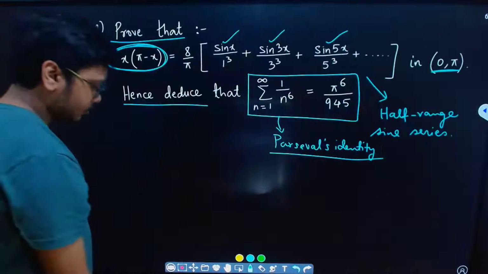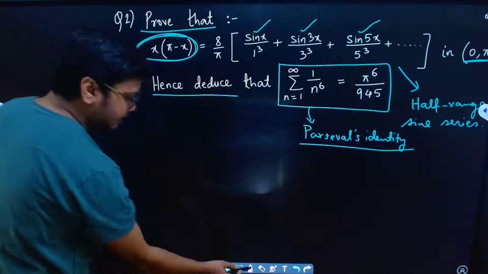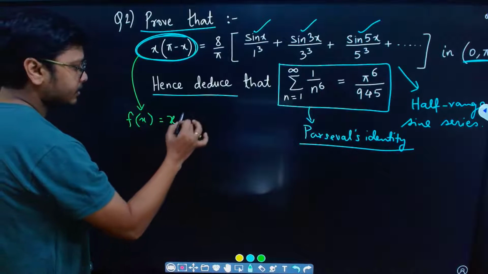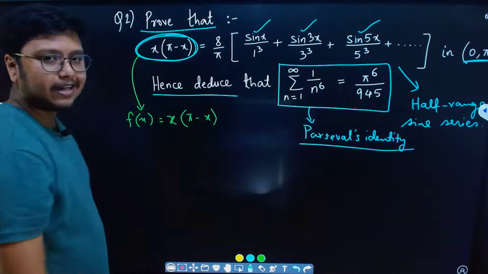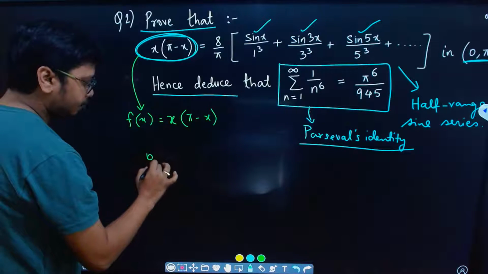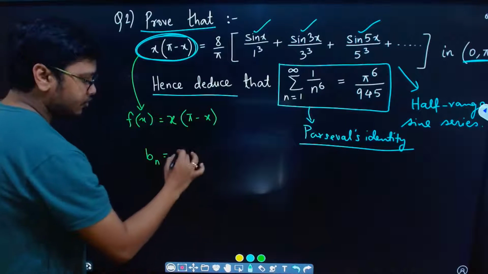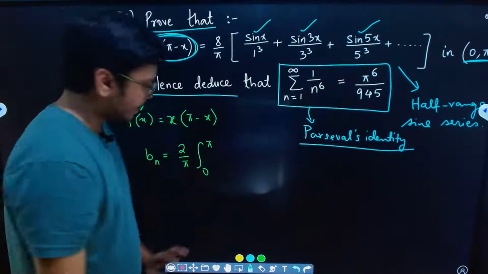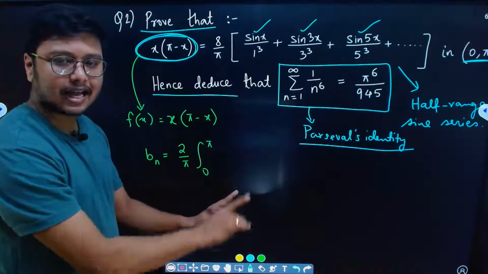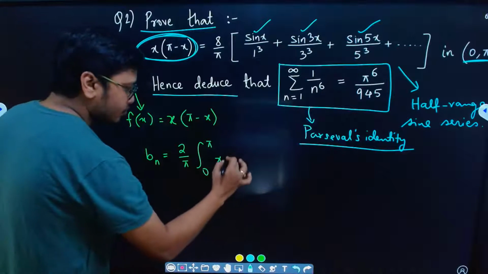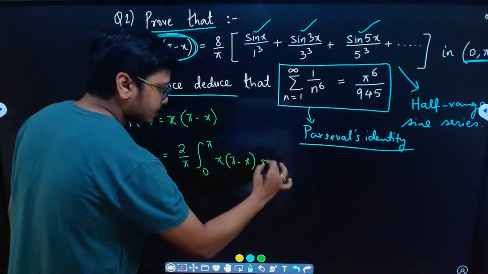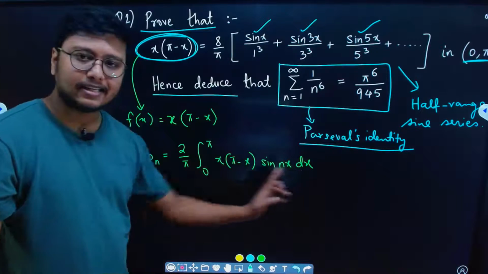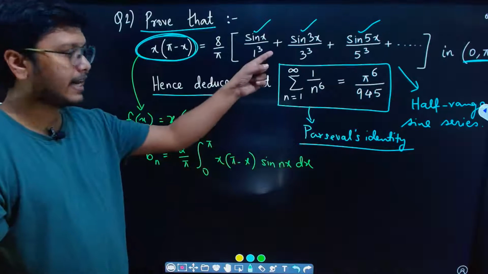So I want to find the half range sine for this particular function. My f(x) is x into pi minus x. So I need to find out my bn value, which is going to be 2 by pi, integral from 0 to pi, because now the range is 0 to pi, f(x) sine nx dx. So basically I just have to find this integration, and directly from there I should get this answer.